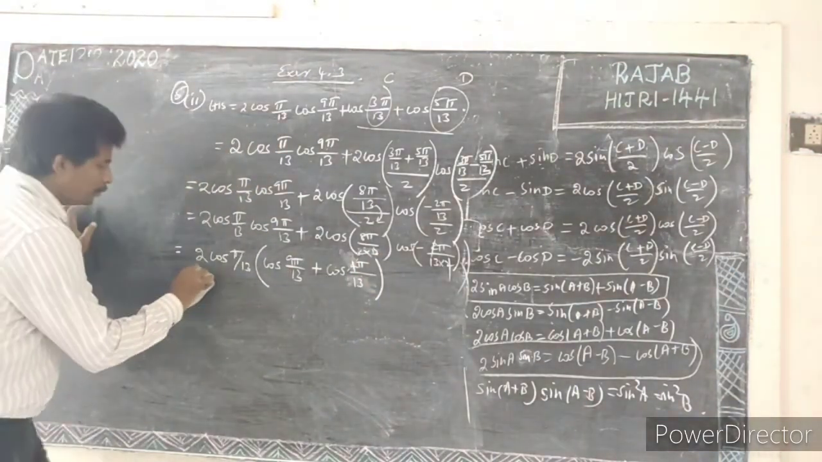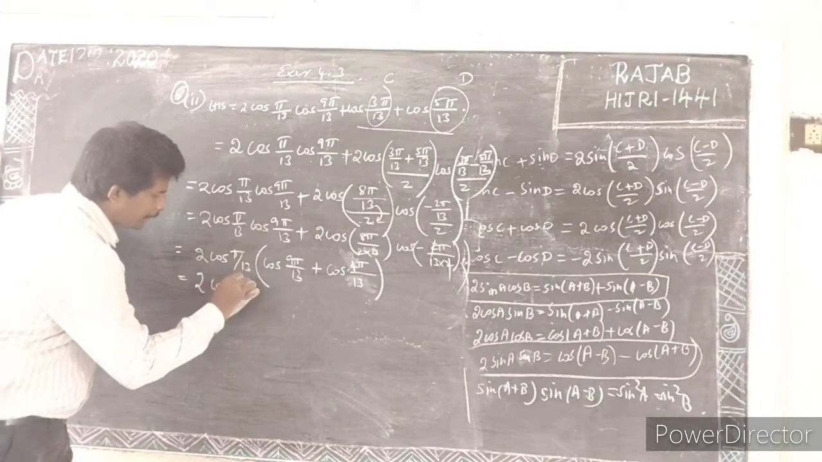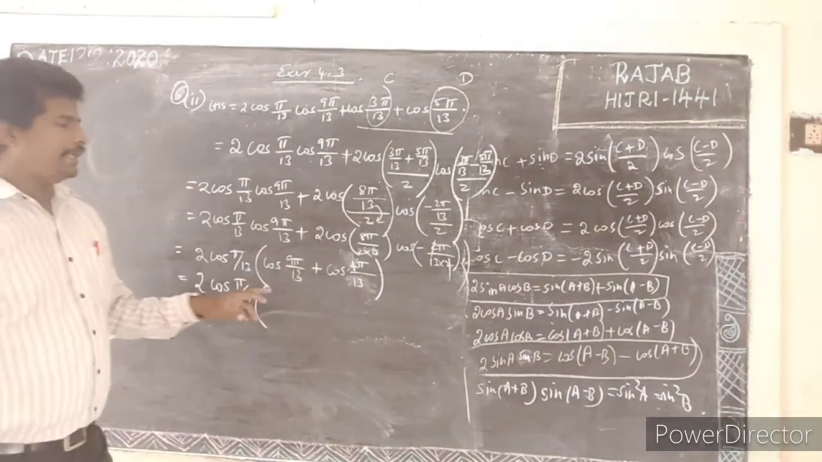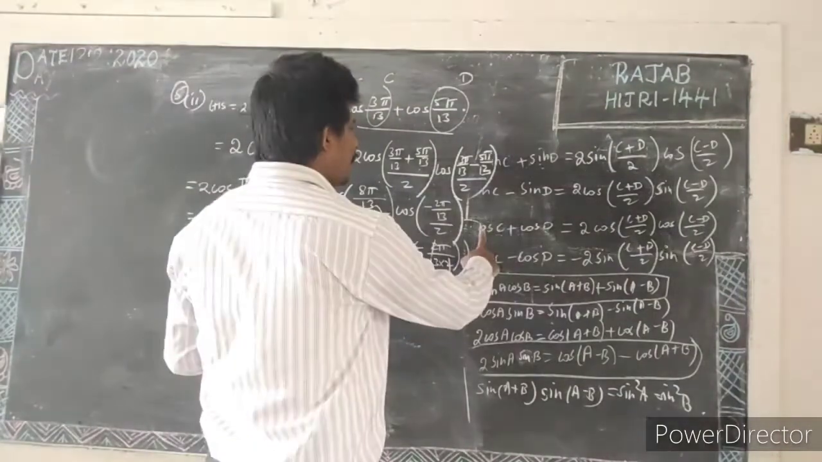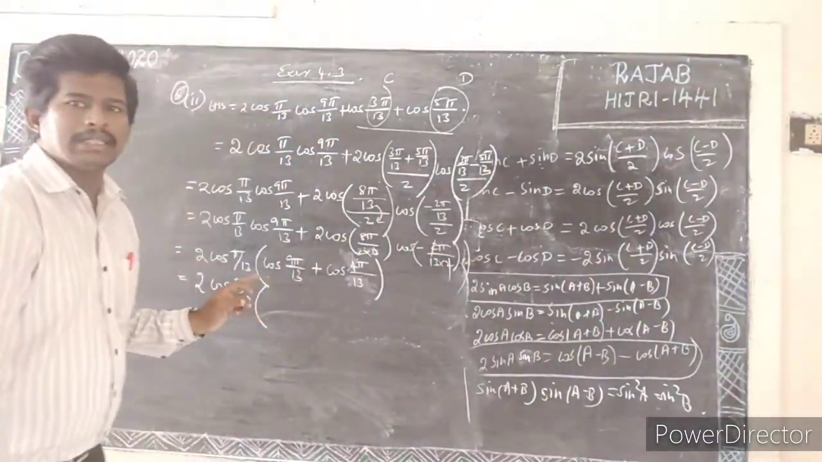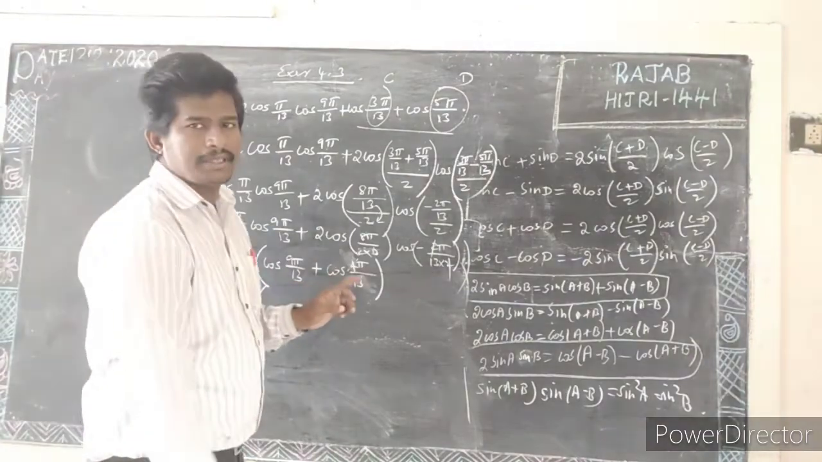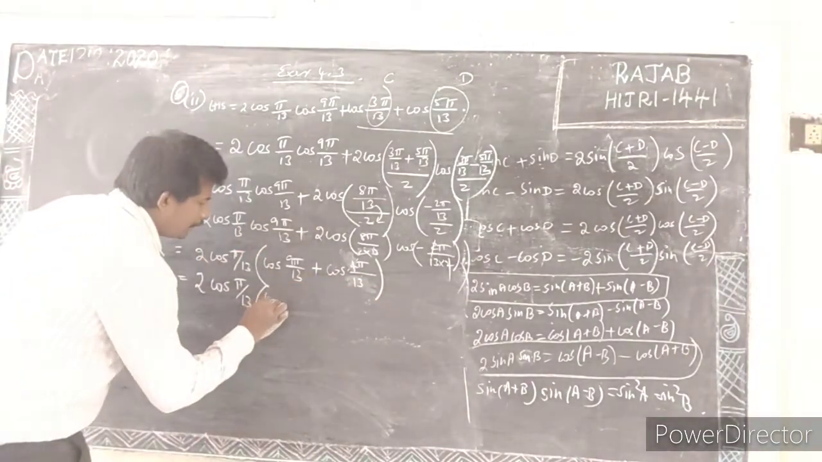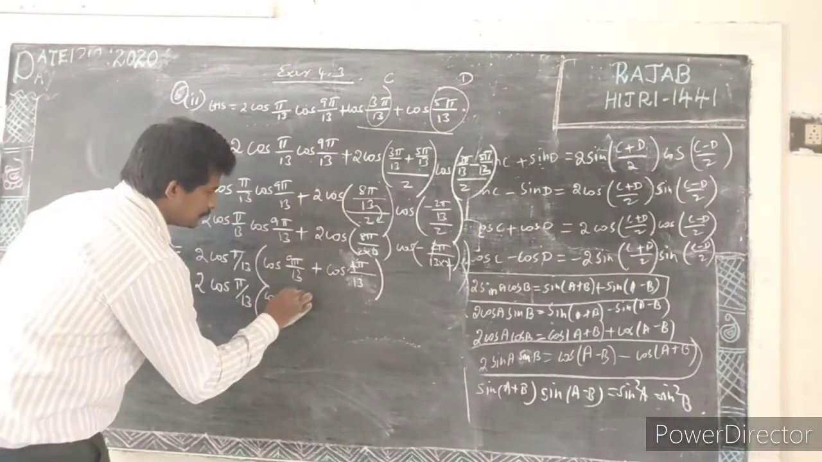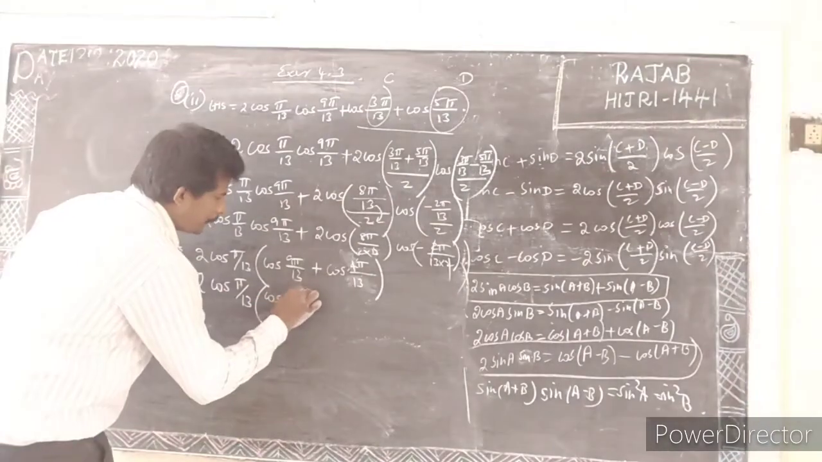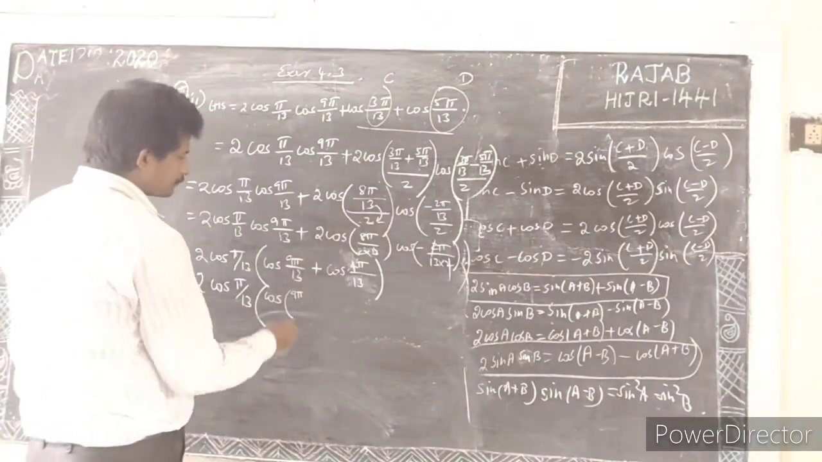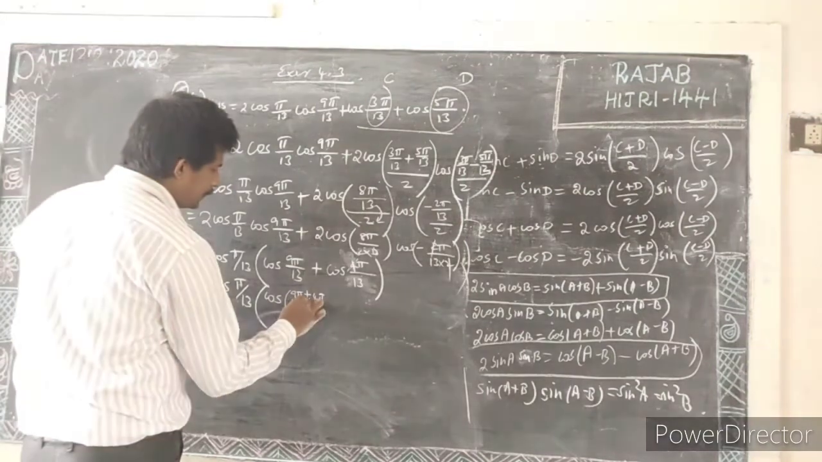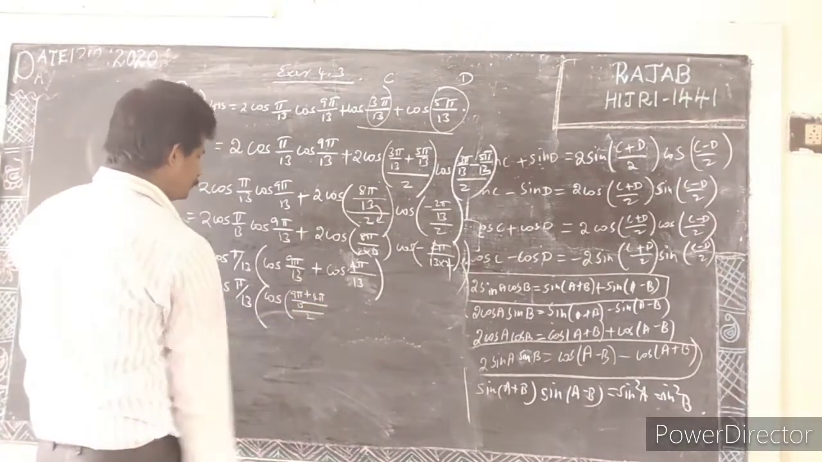Okay, so the next step would be 2 cos pi by 13 into, here we can use the same formula, cos C plus cos D equal to 2 cos C plus D by 2 cos C minus D by 2. By using the formula, it can be written as cos 9 pi plus 4 pi by 13 divided by 2.